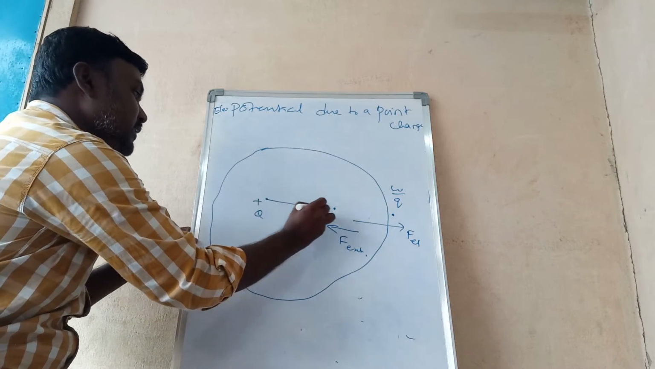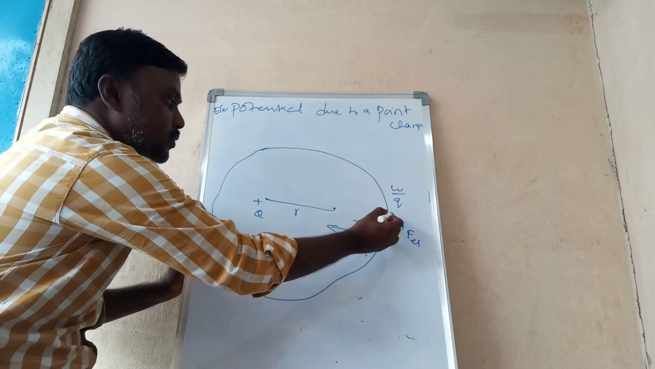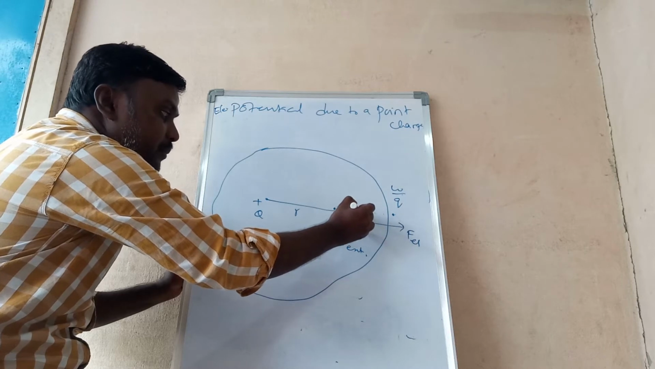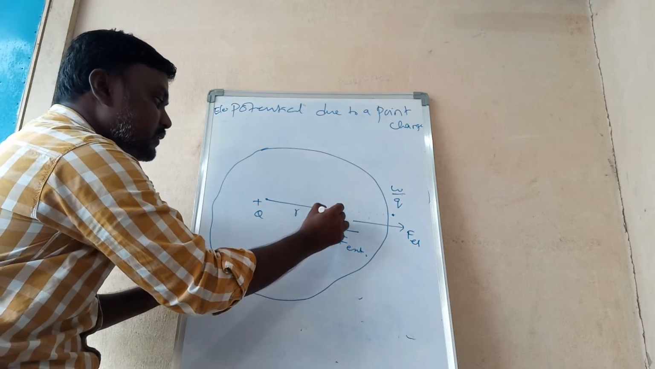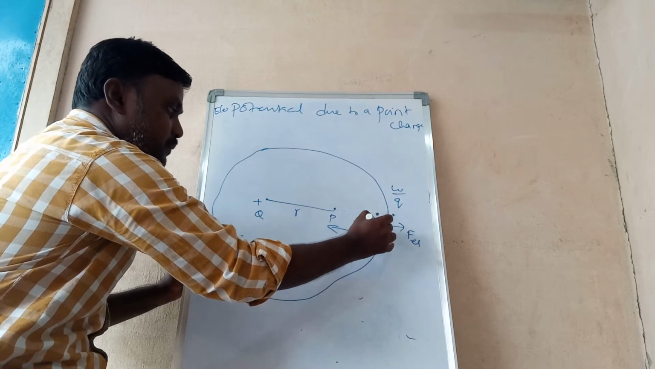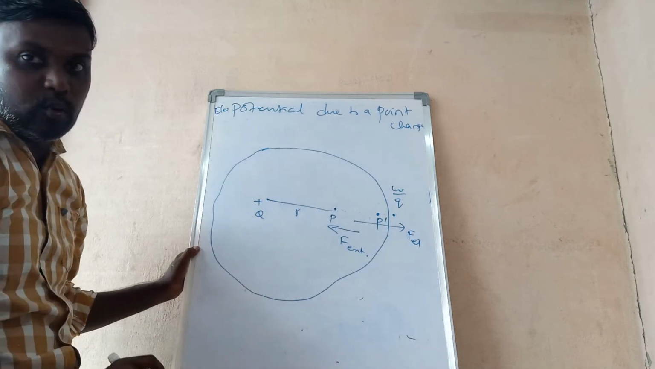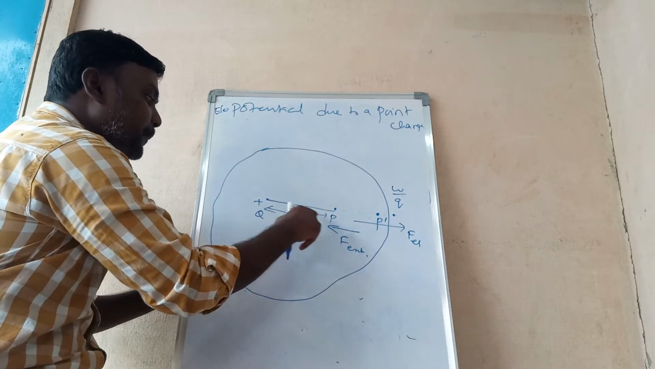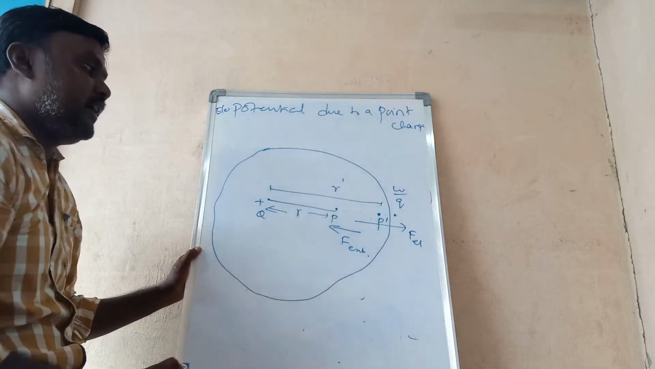Let us say that this is a distance of r. While bringing q from infinity to this point, there are many intermediate points. I'm choosing one important intermediate point, P dash, between infinity and this point. The distance from q to P is r, and from q to P dash it is r dash.